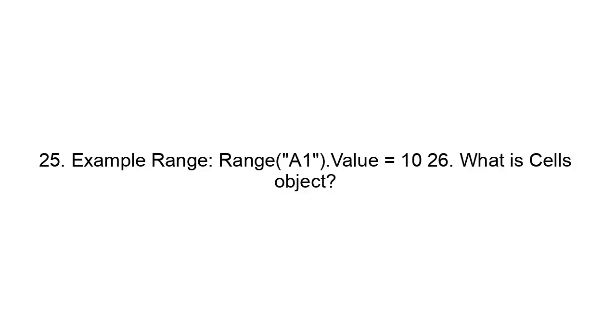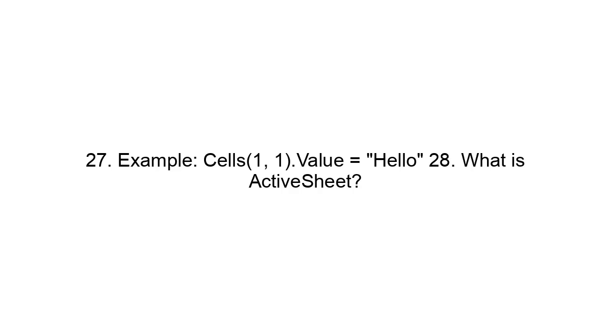26. What is the Cells object? It refers to a specific row and column cell. 27. Example: Cells(1, 1).Value = "Hello". 28. What is ActiveSheet? The currently active sheet. 29. What is ThisWorkbook? The workbook containing the macro.